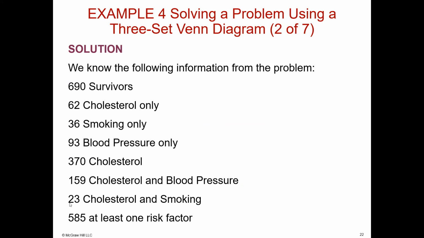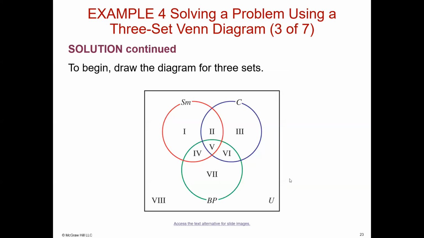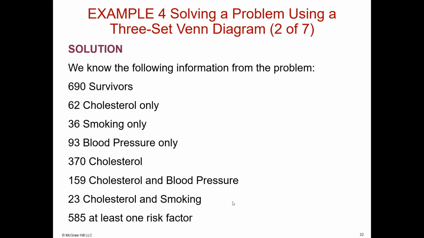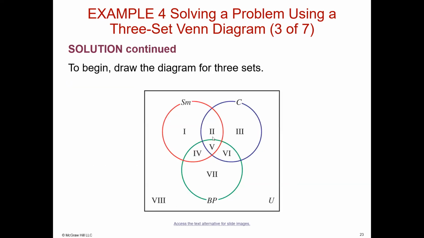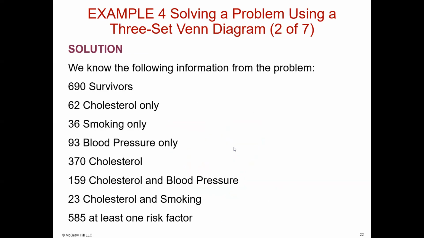Let's move up higher. 23 had cholesterol and smoking. Where would the 23 go? Cholesterol and smoking, in the middle, region 2. Well, this is kind of a weird problem because we're not really ready to put the 23 anywhere. You don't put it in 2, you don't put it in 4. It seems to me the 23 would be the sum of regions 2 and 5. Do you agree? So this one is taking on a little bit of a curveball.